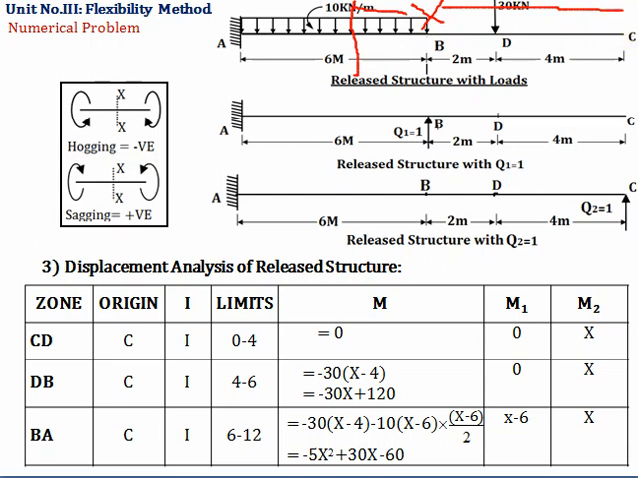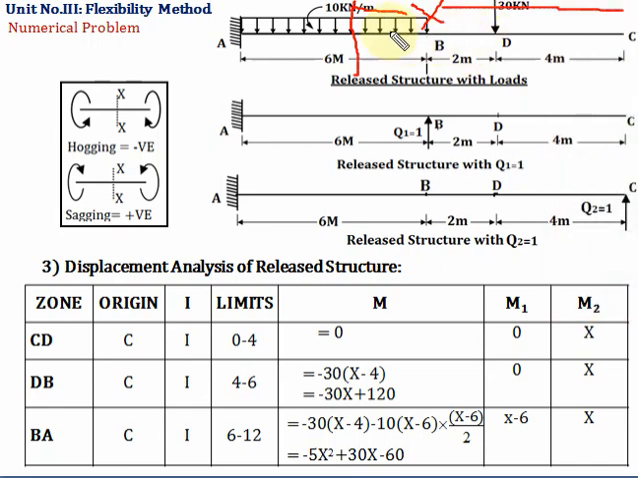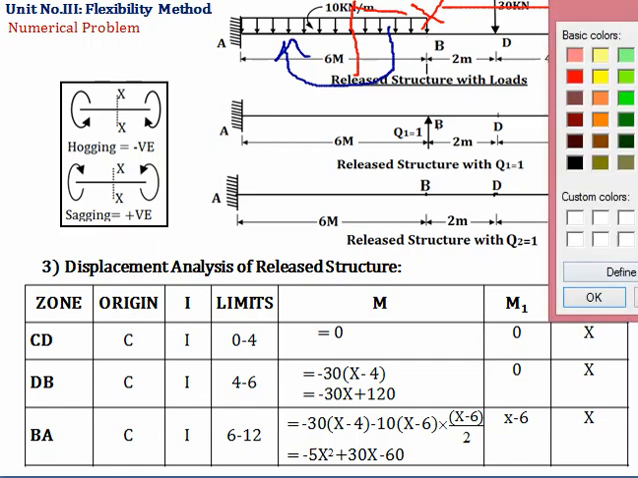Okay. Now here, due to this, I'll change the color. So it will act like this. So the nature of the bending moment will be hogging, so minus. So intensity of UDL is 10. And the distance is what? So here we have to find out this distance.